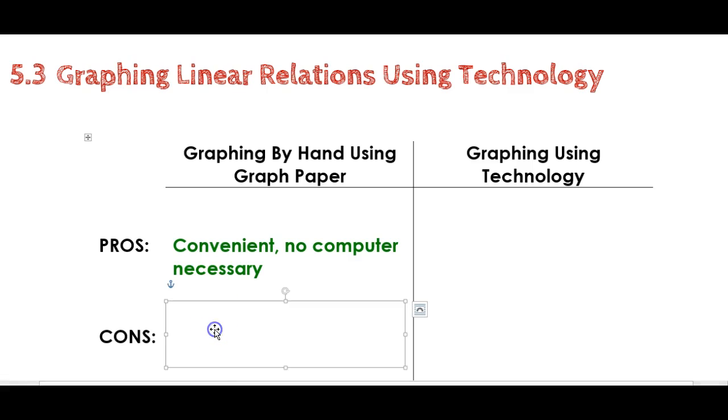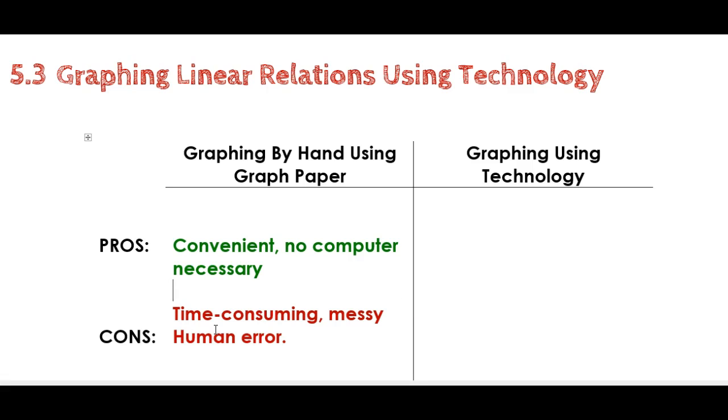But I know if you're like me, you find graphing by hand to be kind of time-consuming and prone to mistakes. It can be messy if you're a messy person. The pencil marks can smudge, and if you make a mistake, then you often have to start all over. So now, graphing using technology, I love graphing using technology.